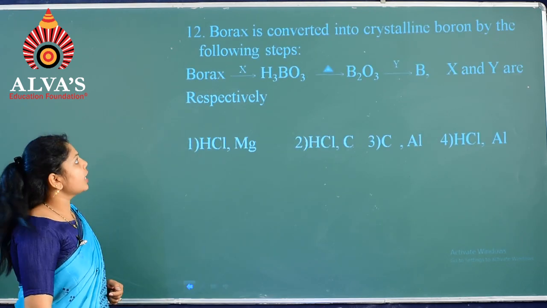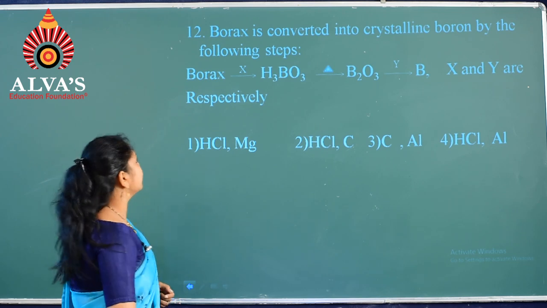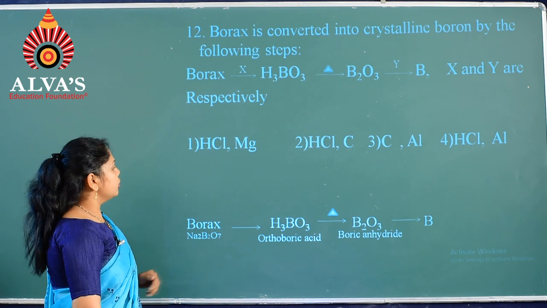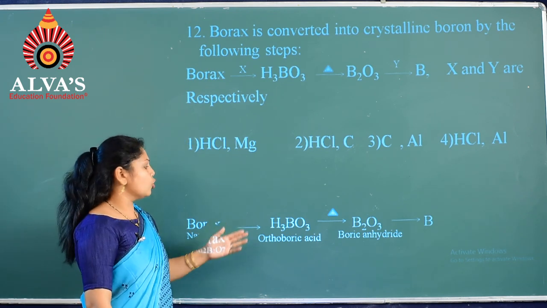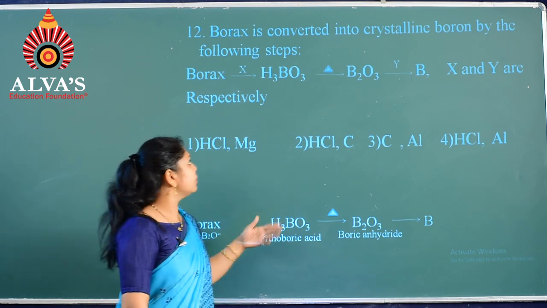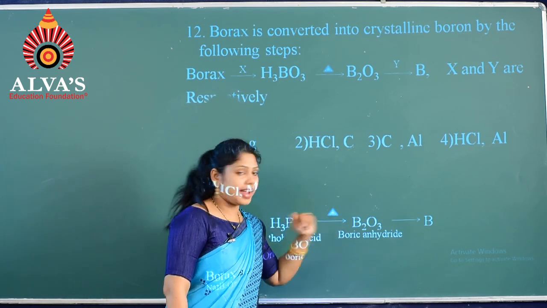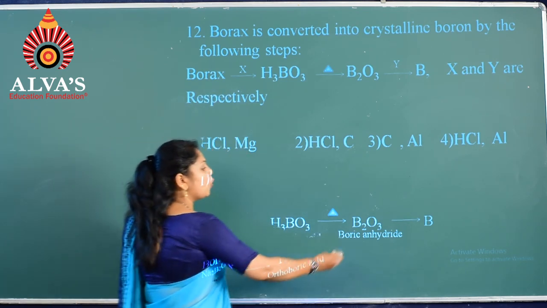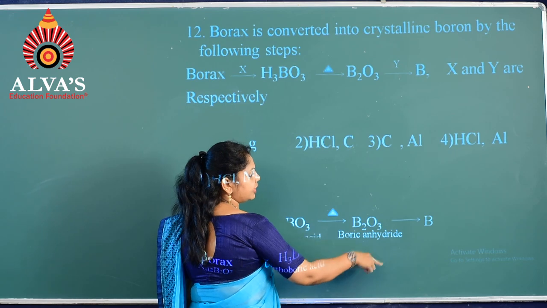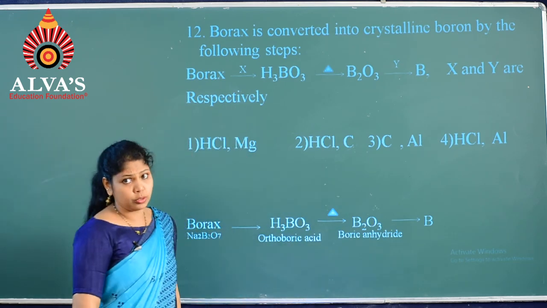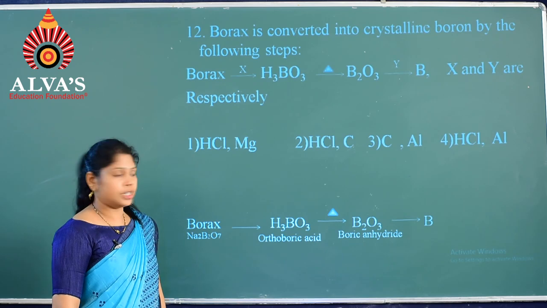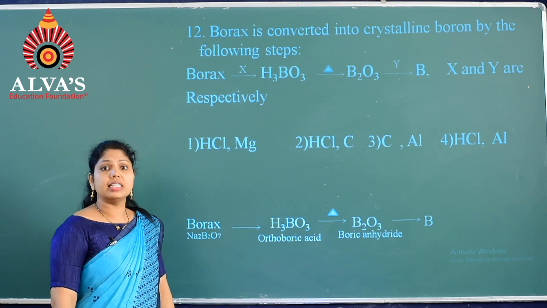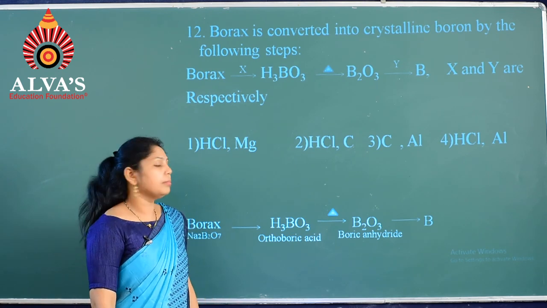Question number 12. Borax is converted into crystalline boron by the following steps: borax, Na2B4O7, when you treat it with X, gives you orthoboric acid, and when you heat it further, it gives you boric anhydride, which upon treating with Y, you get boron. So, boric anhydride is converted into boron, that is, you have to use some reducing agent. In the options you can check the given reducing agents, that is magnesium, carbon and aluminium. Out of these, aluminium is a very suitable reagent.